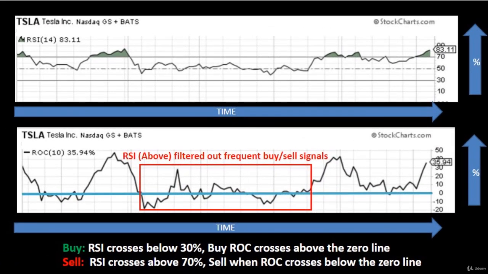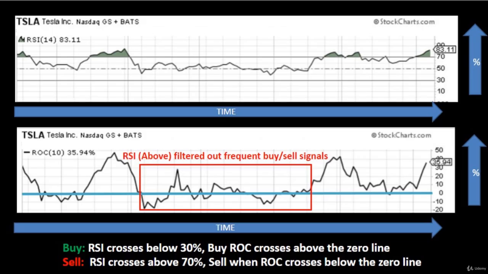Now, if we look at these together, one thing you'll see is how in the ROC it goes above and below the zero line pretty frequently there in the middle. That's that whipsaw effect, where it's whipping above and below the line, causing a lot of frequent buy and sell signals. And the RSI above does not have that. Remember, the RSI is at 70 and 30. If you look at that same part of the chart, there are no buy and sell signals. It's really truly showing that there's a period of indecisiveness.